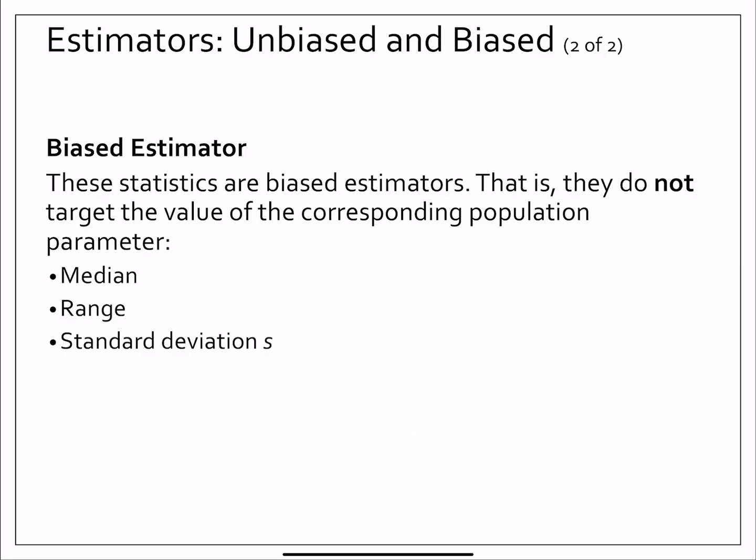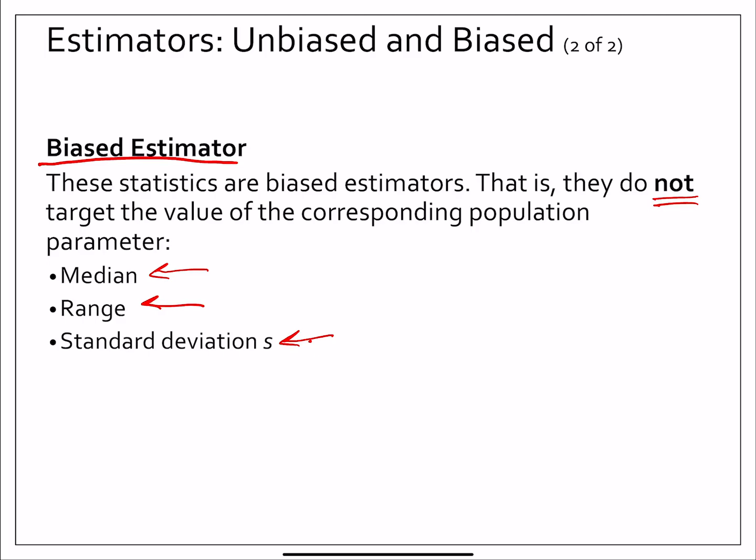So since there are unbiased estimators, there are, of course, biased estimators, right? And biased estimators are basically ones that don't target the corresponding value of the population parameter, right? They don't target the population parameter. An example of that would be like the medians, the ranges, and the standard deviations, right?